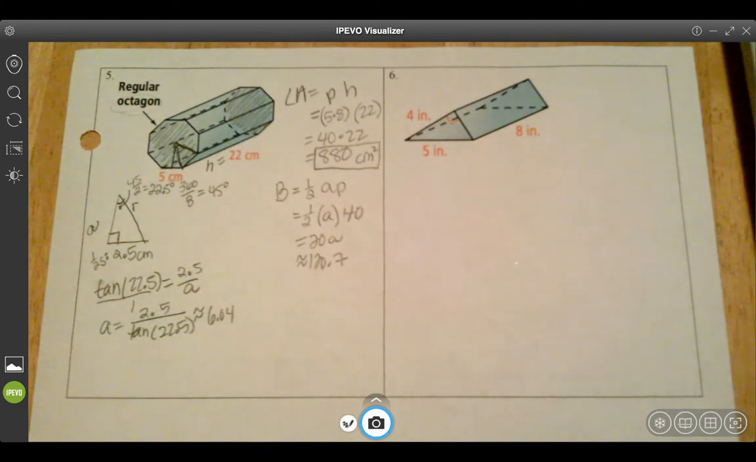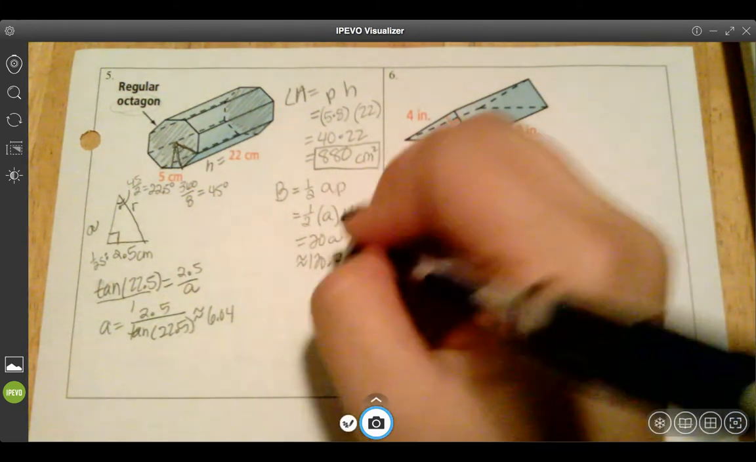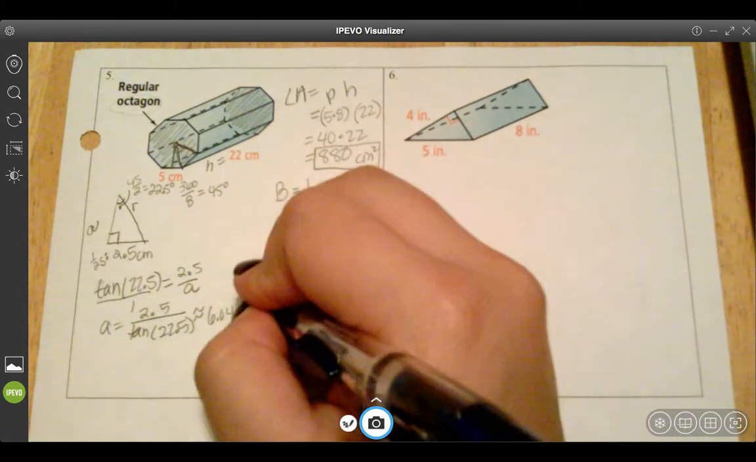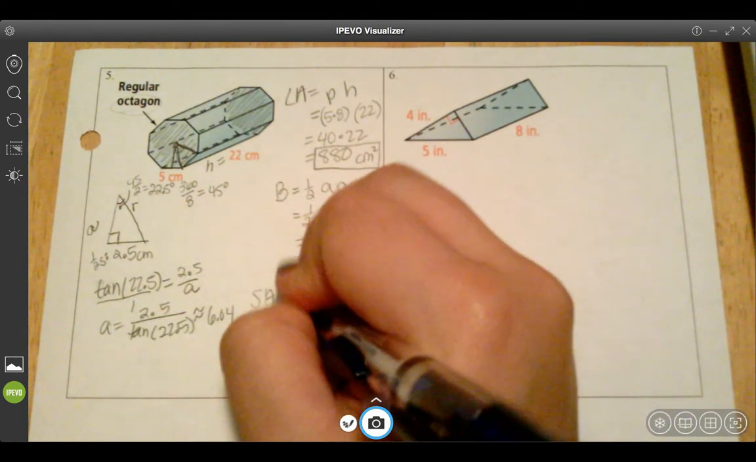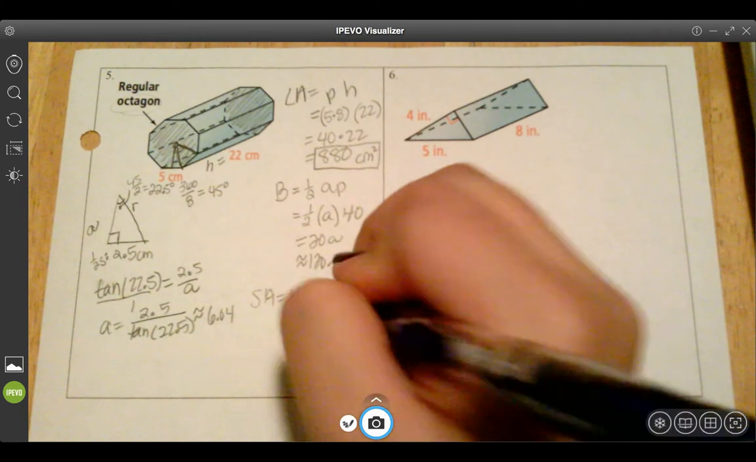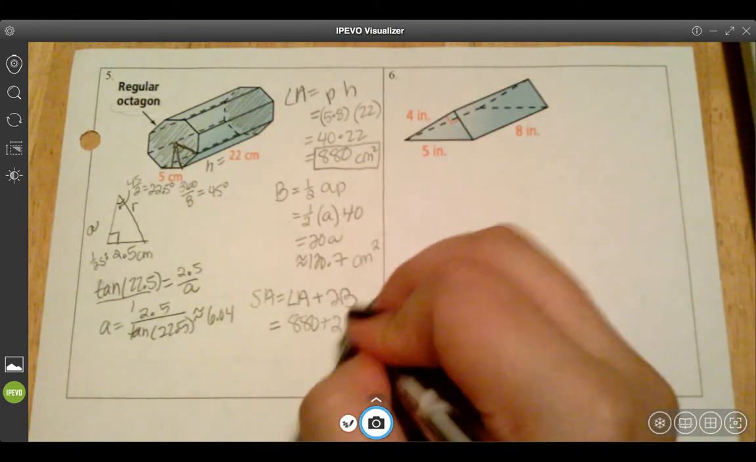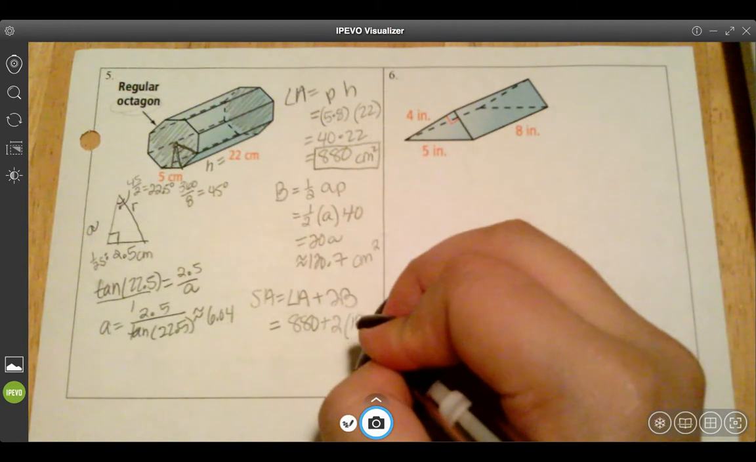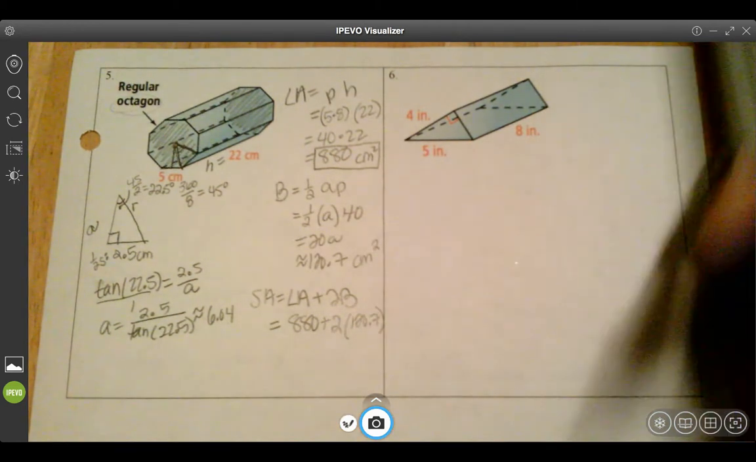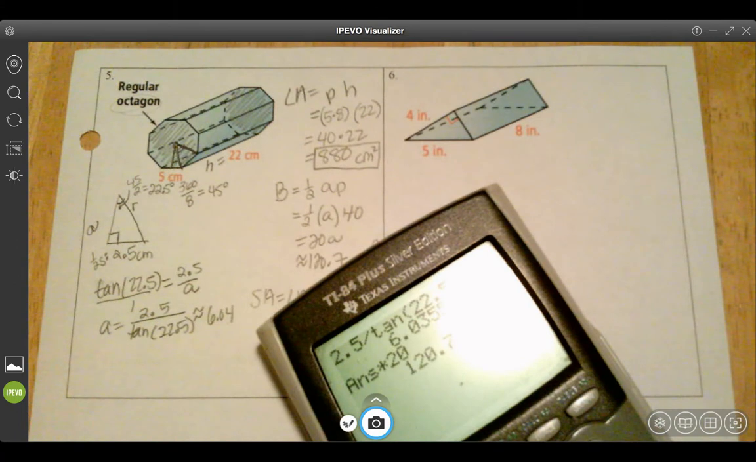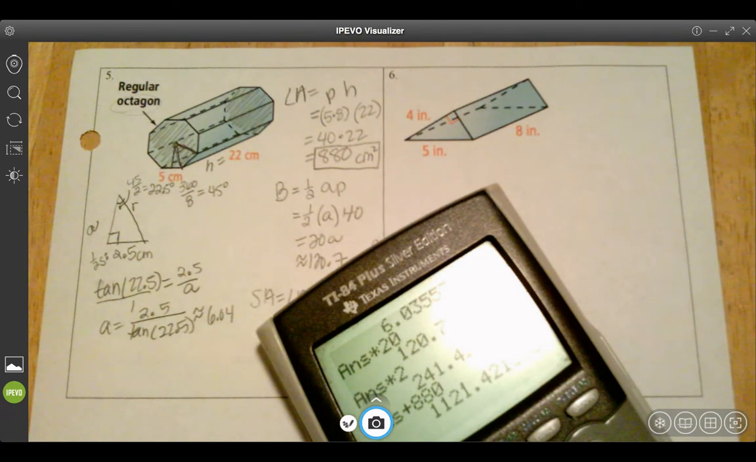But again, I'm not going to clear my calculator because I want to use that exact value when I'm finding the surface area. Surface area is lateral area plus 2 bases. The lateral area was 880 plus 2 times about 120.7. So I'm going to take that exact value again, times 2, that gives me my 2 bases, plus 880, that will give me my surface area.